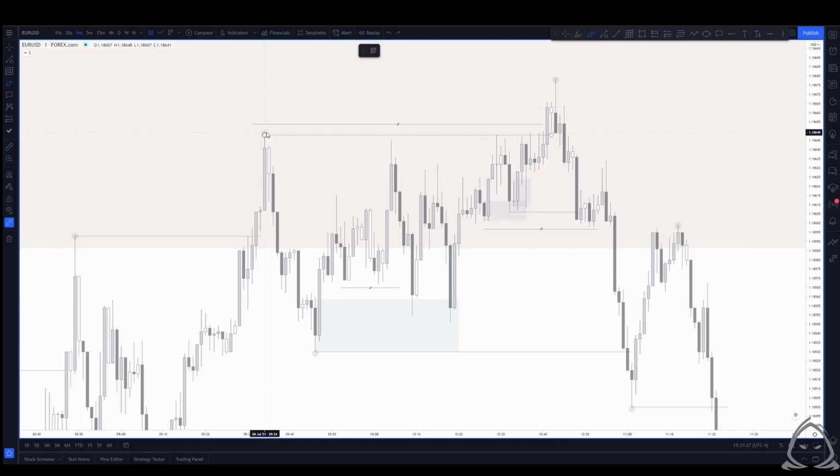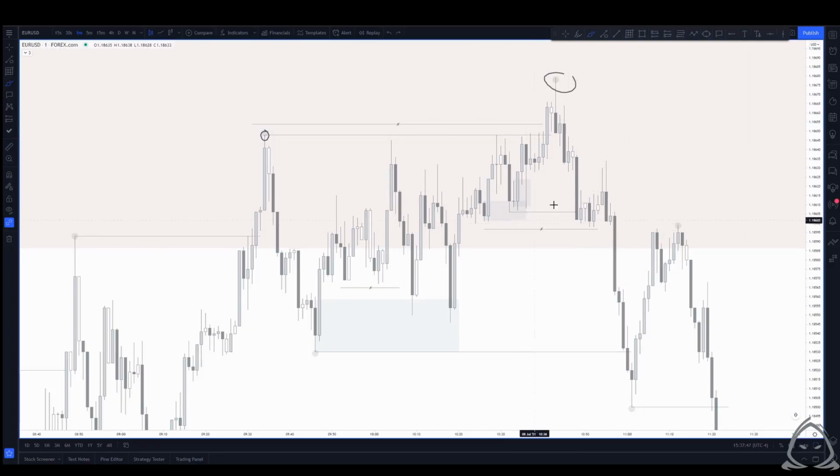But what we can see is we create this higher high, and our higher low would be here. This is the lowest point that then creates this higher high. What we can see, and we'll touch on this later in the liquidity series, is we have equal highs, and we've now swept those equal highs.